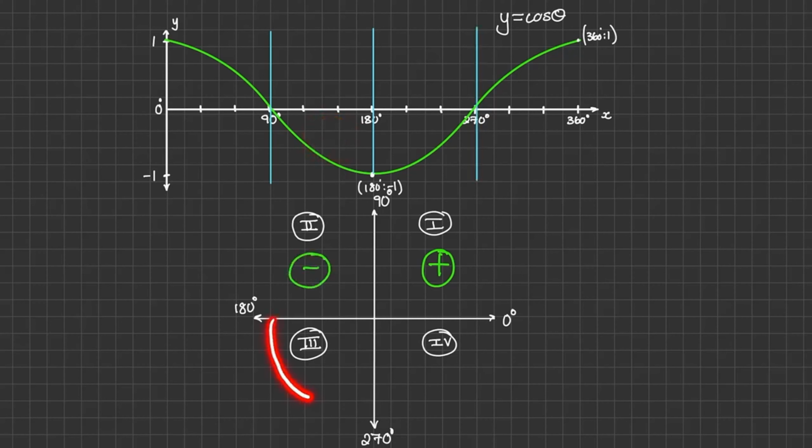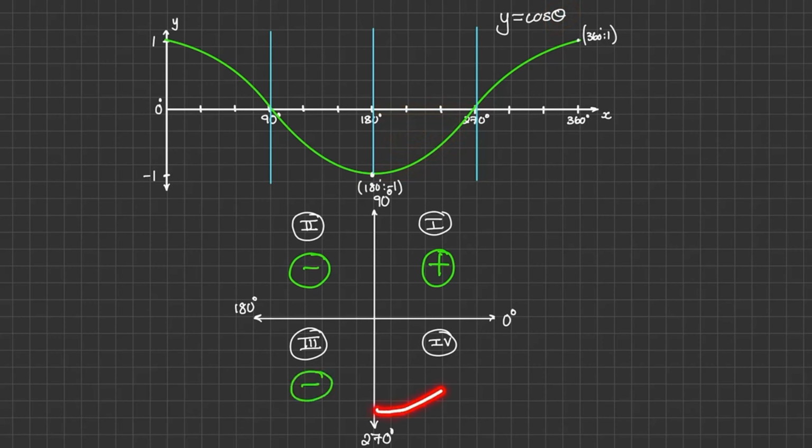In the third quadrant, which is between 180 and 270 degrees, on the graph between 180 and 270 degrees, we can see that the cosine graph is below the x-axis, so it has negative values for any value of theta between 180 and 270 degrees. Therefore, cos theta is negative in the third quadrant.